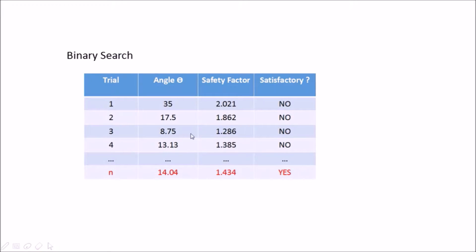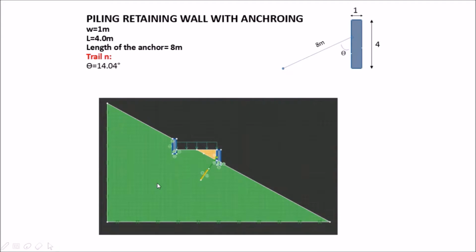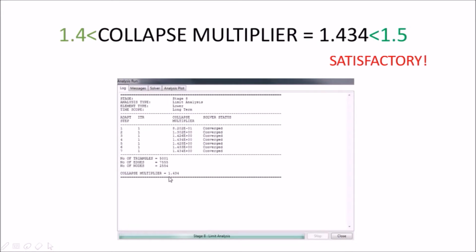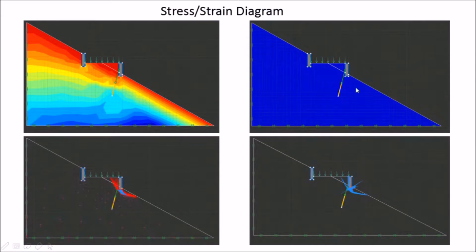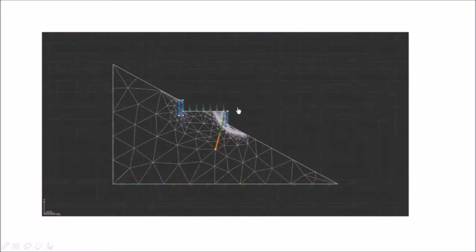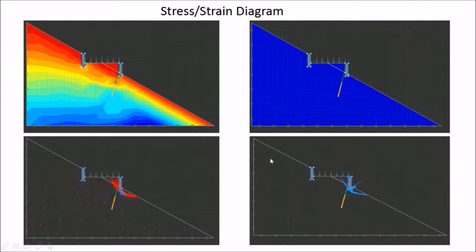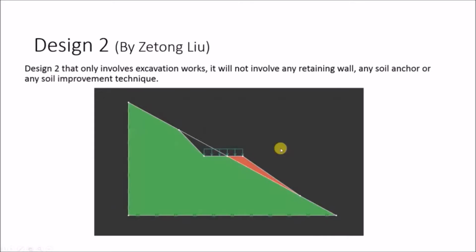After several trials using binary search, we found that the safety factor for an angle of 14.04 degrees is 1.434, which is satisfactory for the project. And the video shows the way it might fail. It can be seen that the lower slope is more critical and easier to fail. And there are some stress and strain diagrams of the design.